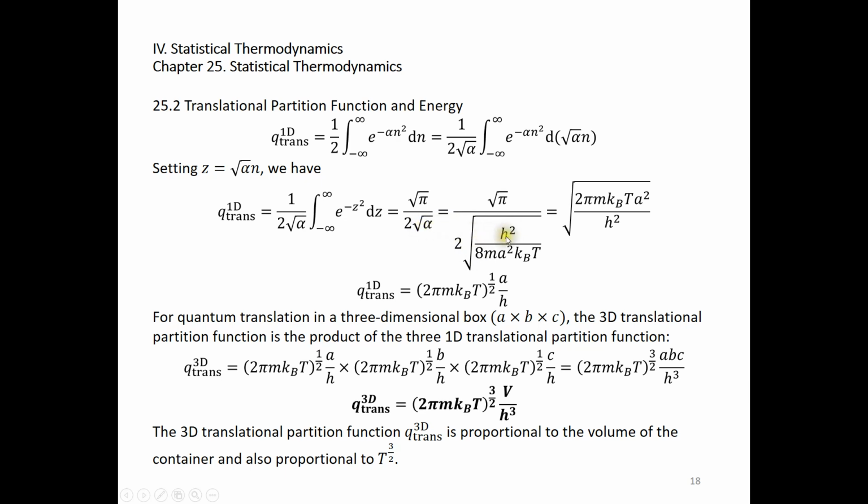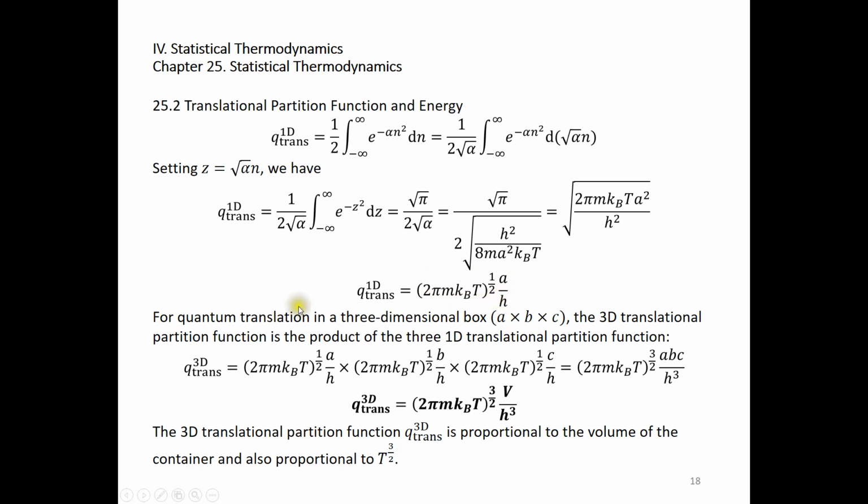Alpha is defined to be h squared over 8ma squared kbt. And we clean this up a little bit, we get the square root of 2 pi m kbt a squared over h squared. So it's just algebra from here to here. It's simply algebra. And now we get this expression for one-dimensional translation. It's the square root of 2 pi m kbt, multiplied by the length of the box over the Planck constant.